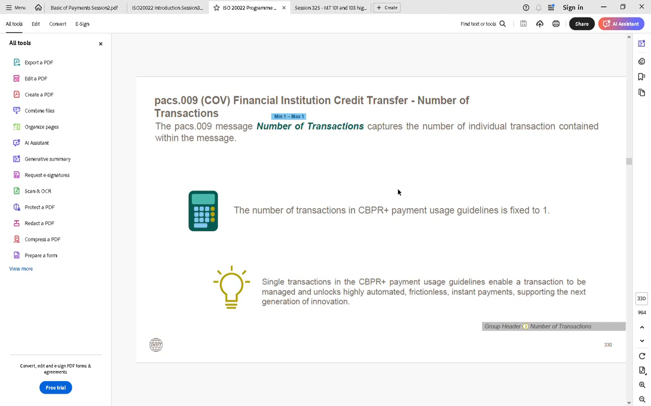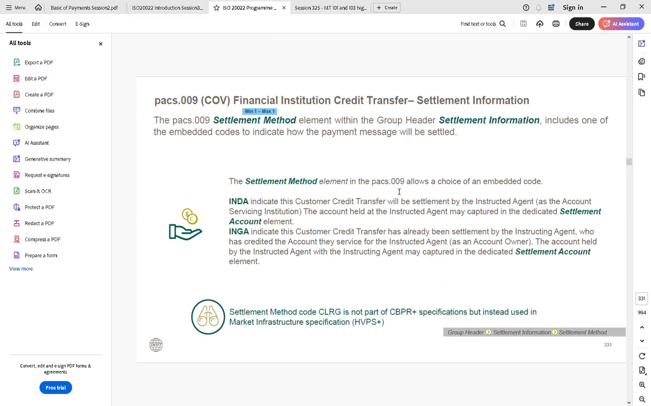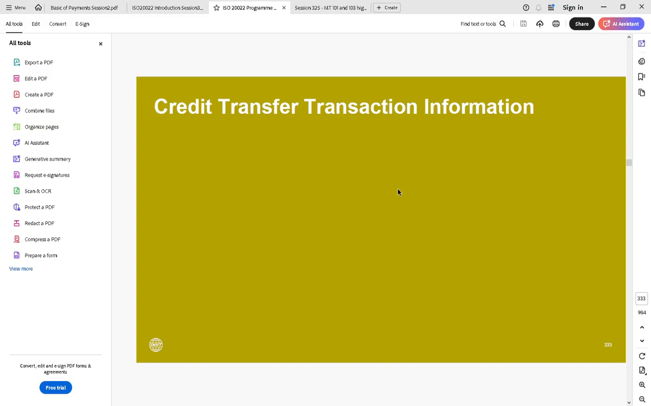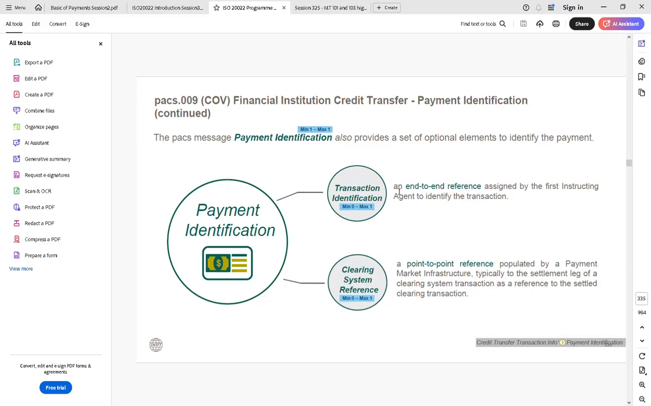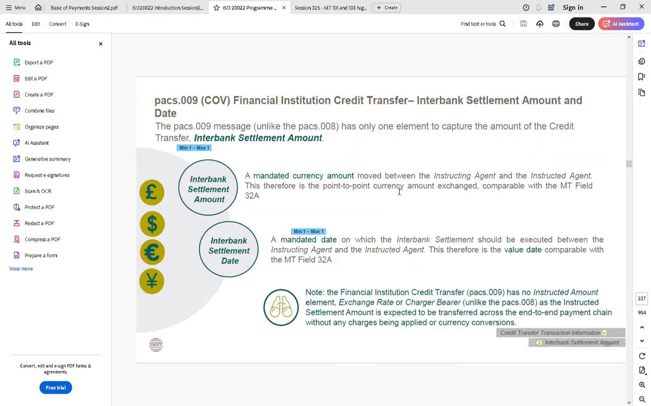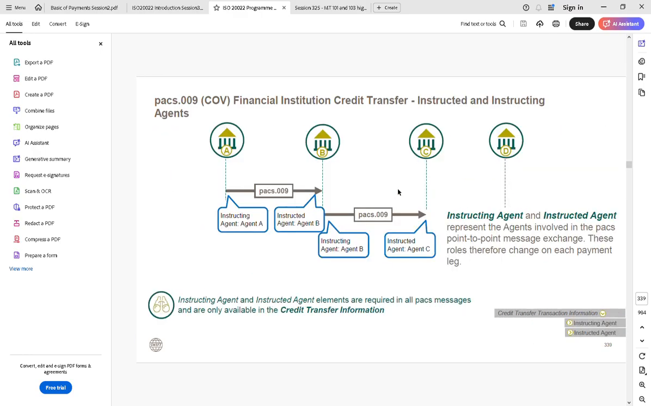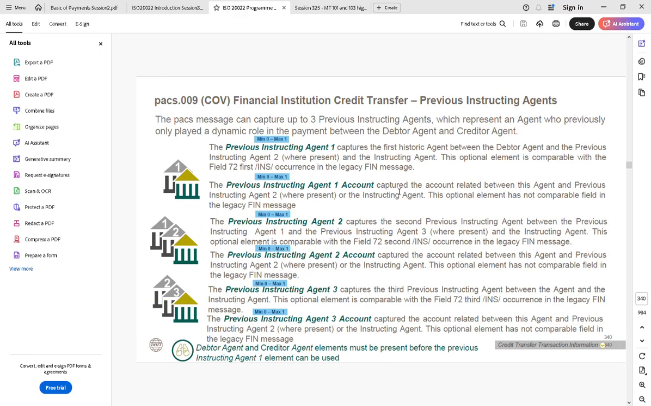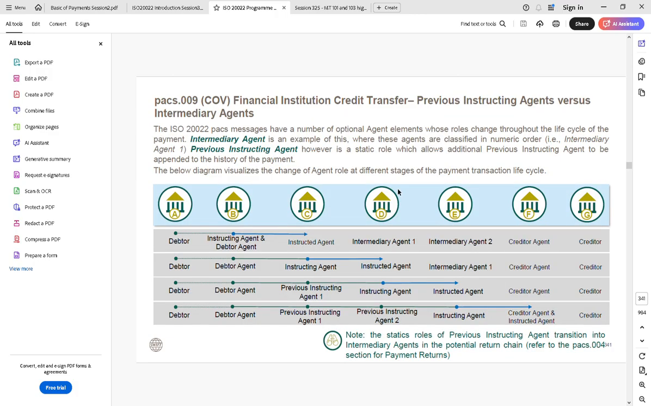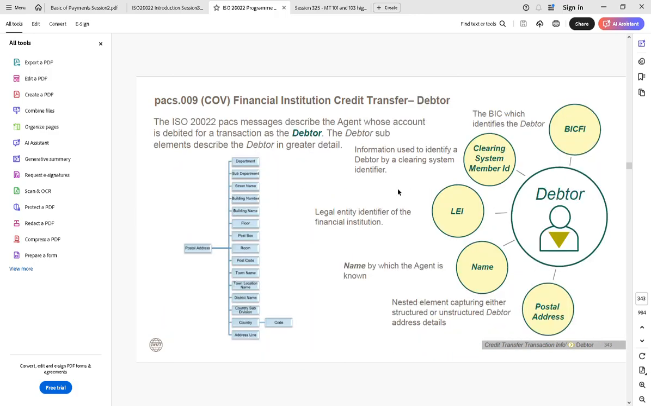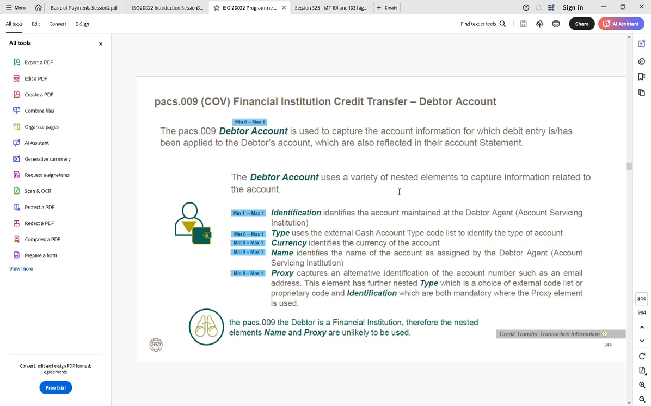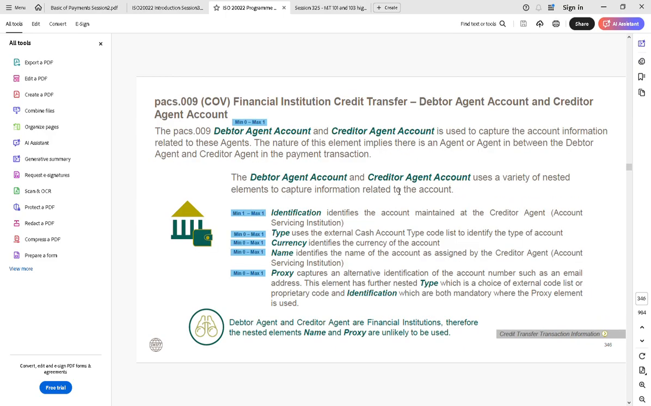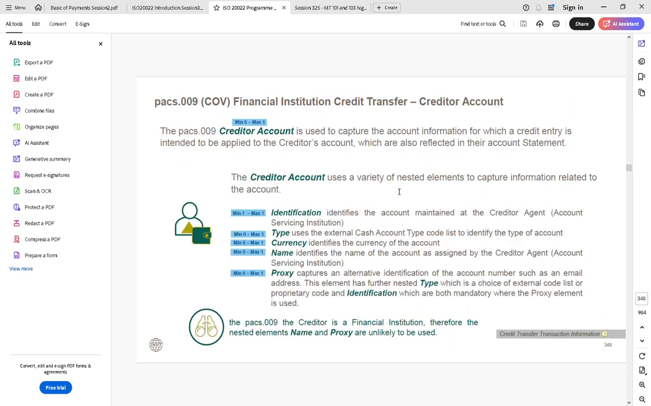As well. Many things are common for PACS 008 and 009 core, which are number of transactions, settlement methods, credit transfer information, this is clearing, payment type, local instrument, settlement amount, date. These are same. The basic example is also the same. Previous instruction agent, intermediaries, correspondence are same. Data which are not same, I will stop there. Otherwise everything is same.